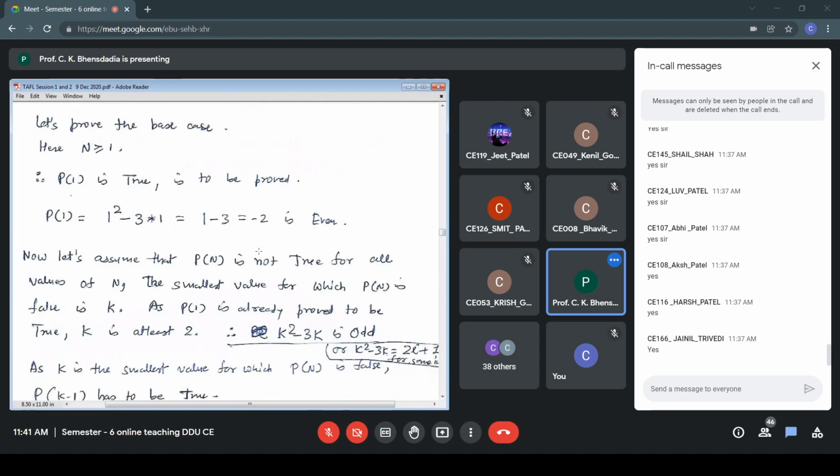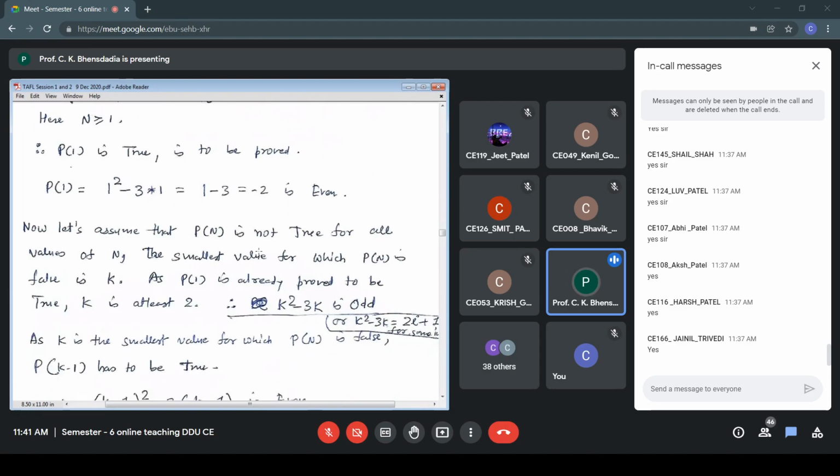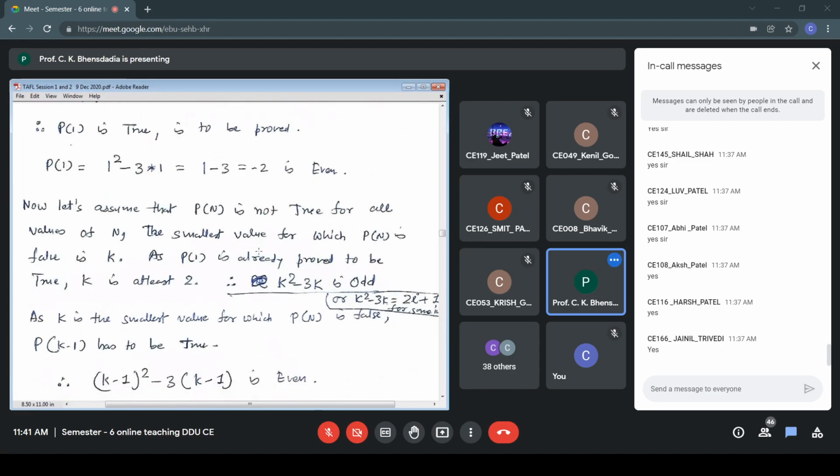Now, k is the smallest value for which P(n) is false. Therefore, P(k minus 1) has to be true. Here we search for the contradiction. We assume the statement is not true for every value. The smallest value for which the statement is false is k. It means for k minus 1, the statement is true. So as k is the smallest value for which P(n) is false, P(k minus 1) has to be true. And we write this expression because ultimately we are looking for the contradiction.